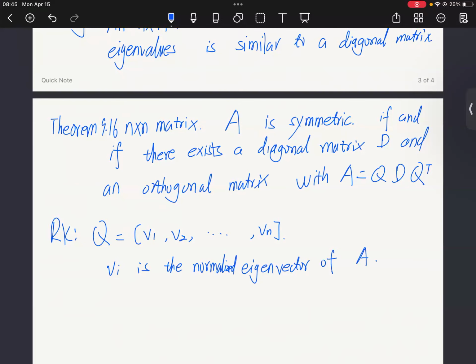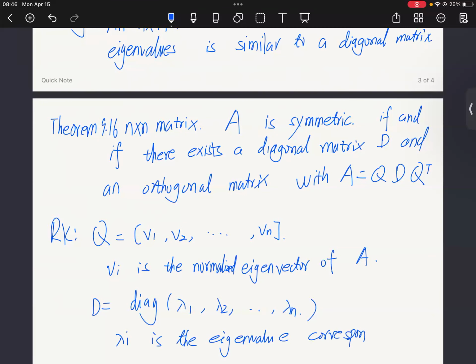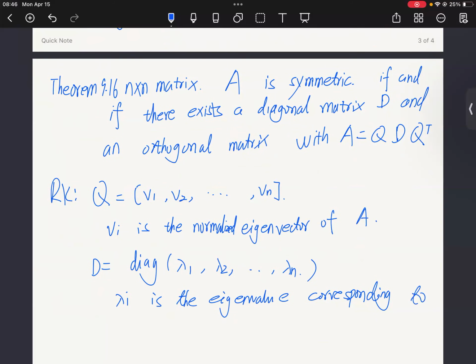And D is a diagonal matrix. I'm going to use diag to create the matrix, and on the diagonal it's just lambda 1, lambda 2, up to lambda n. And lambda i is just the eigenvalue corresponding to the eigenvector Vi. And that's it. This is the remark for theorem 9.16. Any questions so far?